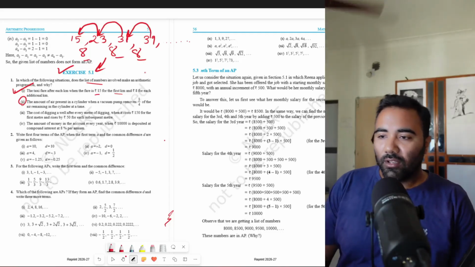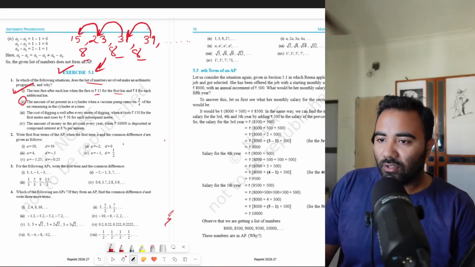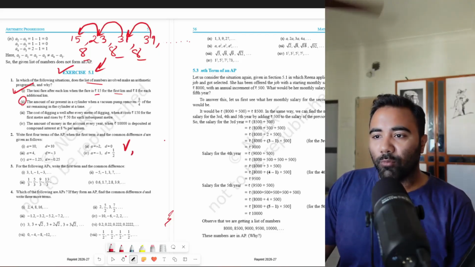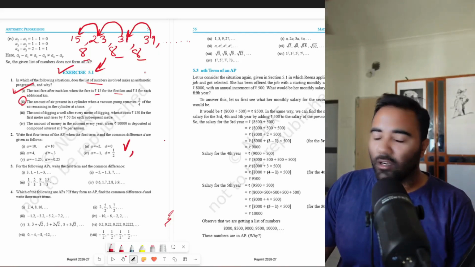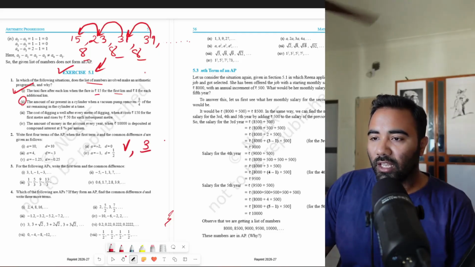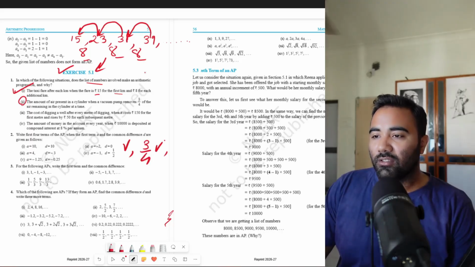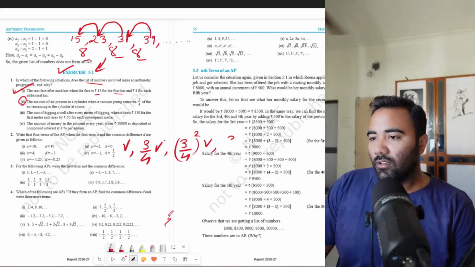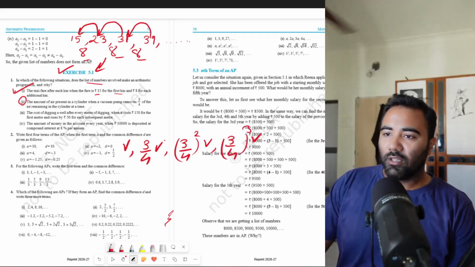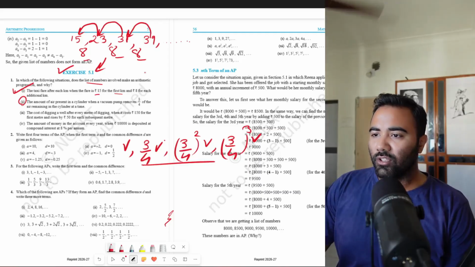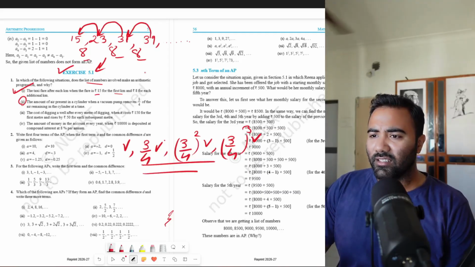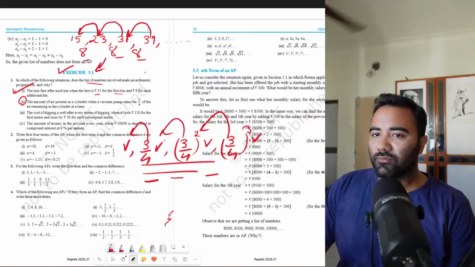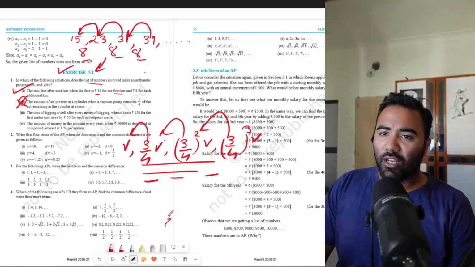So let's see. First, obviously, is V. Then you pulled out 1/4, so what remains is 3/4 of V. Again you pull out 1/4, so again it is 3/4 of that, and so on and so forth. I hope this is visible. So this is the series. Now clearly when you subtract, the values will be different for each. So this is not an AP.